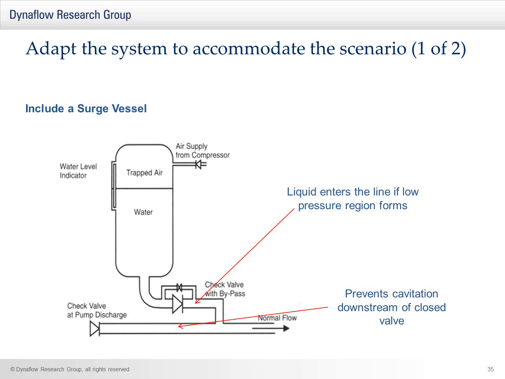We could also adapt the system to accommodate the scenario. So for example, here we show the example of a cavity forming downstream of a check valve. To prevent the formation of this cavity, we could include a surge vessel. And with a surge vessel, when the pressure drops below vapor pressure, fluid from the surge vessel will travel into the main line and prevent the formation of cavities, because the pressure would not drop below the pressure in the surge vessel. And this will prevent the cavity peaks which could occur when the fluid reverses back and moves back towards the check valve.